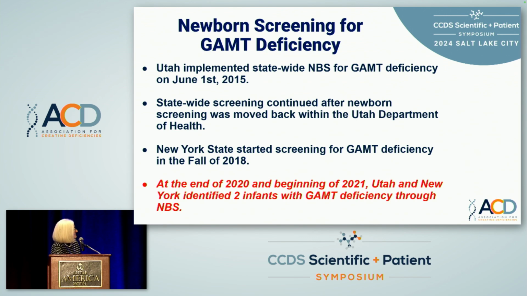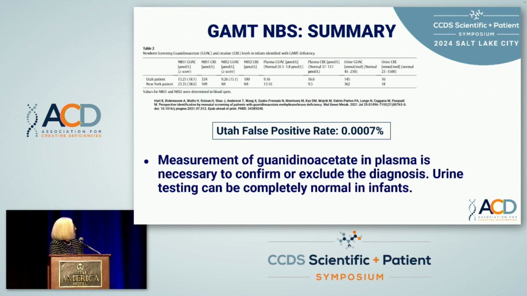New York State started screening for GAMT deficiency in the fall of 2018. And then finally, the end of 2020 and beginning of 2021, Utah and New York identified 2 infants with GAMT deficiency through newborn screening. Why did I say finally? Because this was the only thing that was missing to proceed to the evaluation of GAMT deficiency for inclusion in the recommended uniform screening panel.